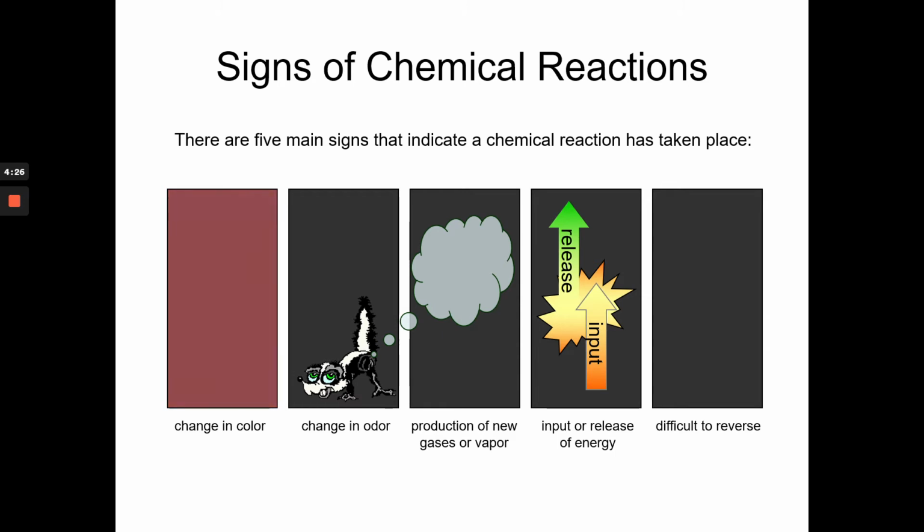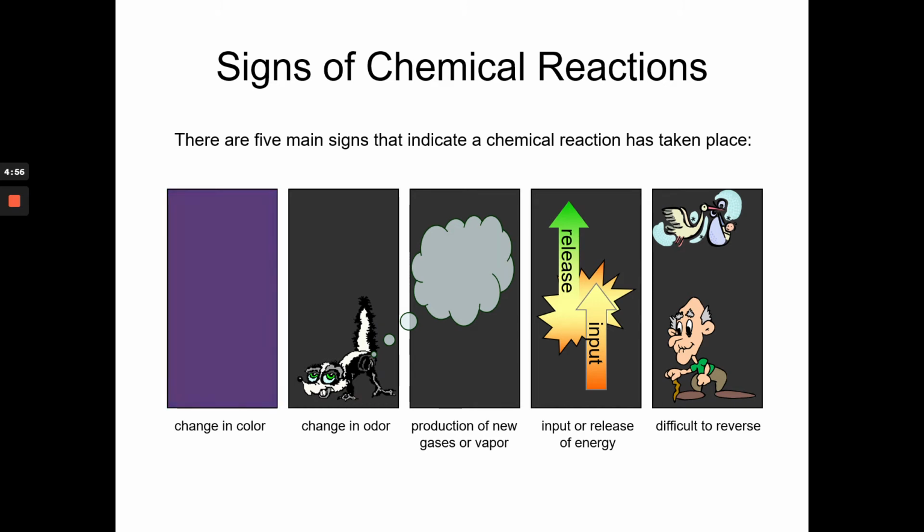Now, this was a harder one for me to come up with, but I think I came up with two okay examples of things difficult to reverse. One of them is pregnancy. You either are pregnant or you're not. You can't kind of become unpregnant by reversing that process. Or here's another example, getting older, right? Unfortunately, life moves on and we get older. We're not like Benjamin Button and we can't get younger. So these are all signs of a chemical reaction taking place.